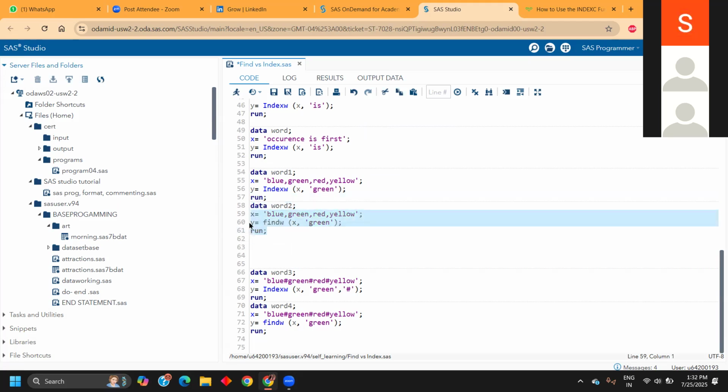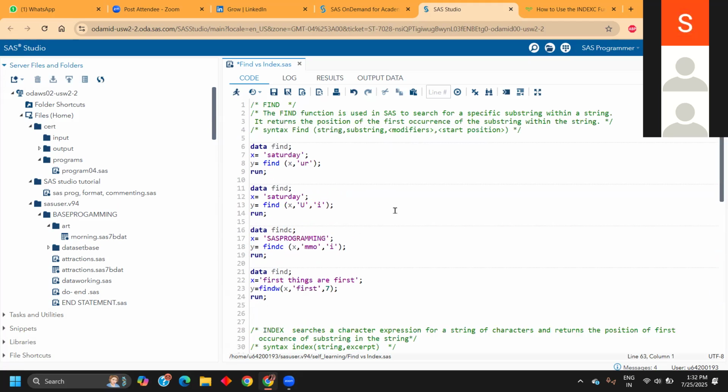Start with find, ma'am. Start with find, all the finds. Then we can jump on to this. So the find function is similar to the index function. It is also helpful to search the substring in the string. The syntax of find is string, comma, substring, and here we are using two more options, modifiers and start position. So these are the benefits compared to the index function.